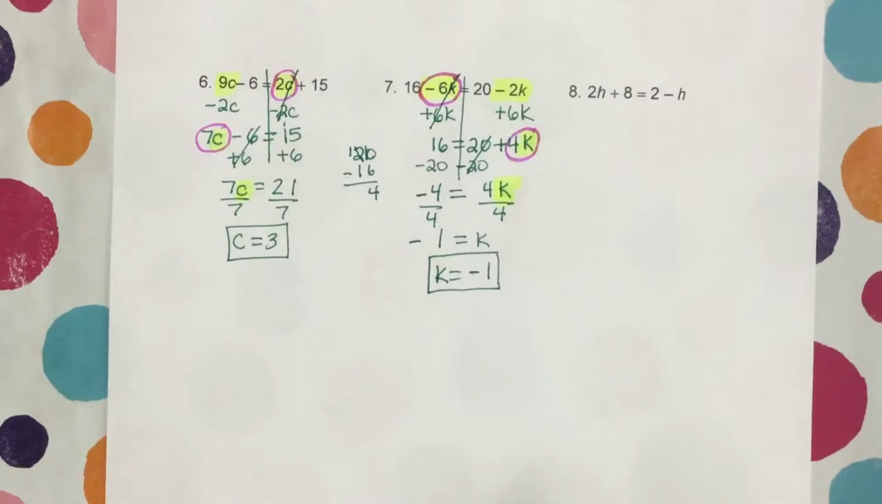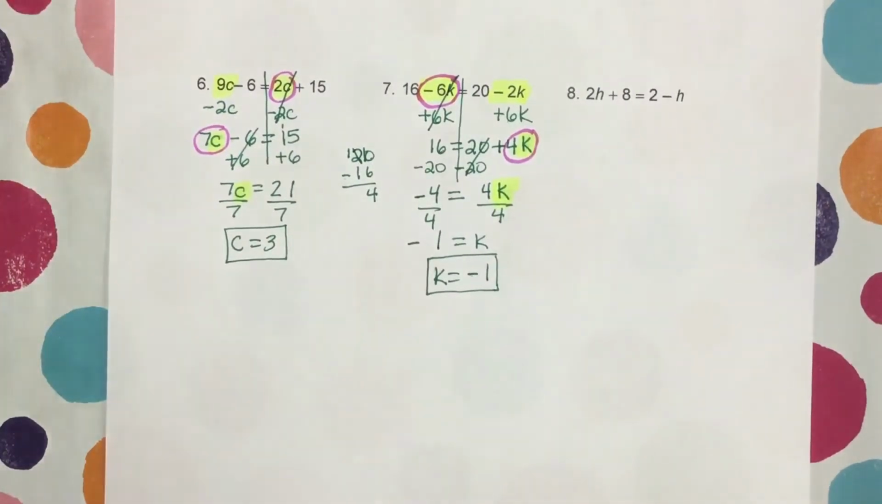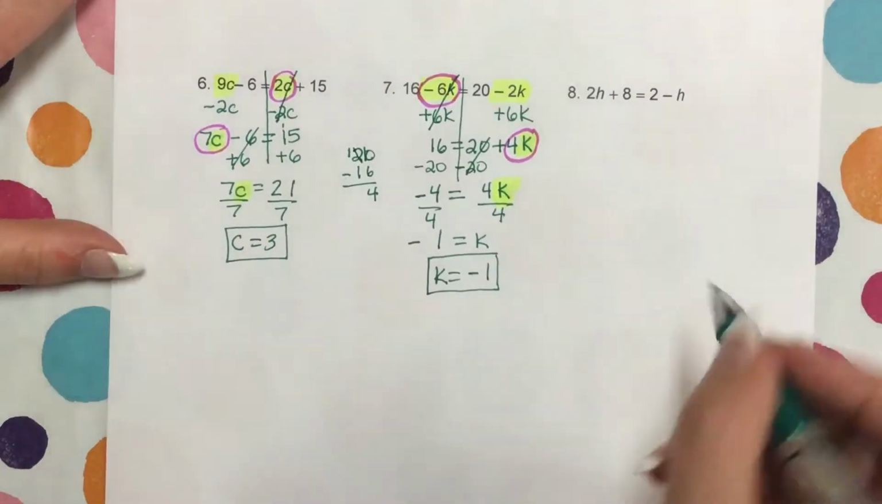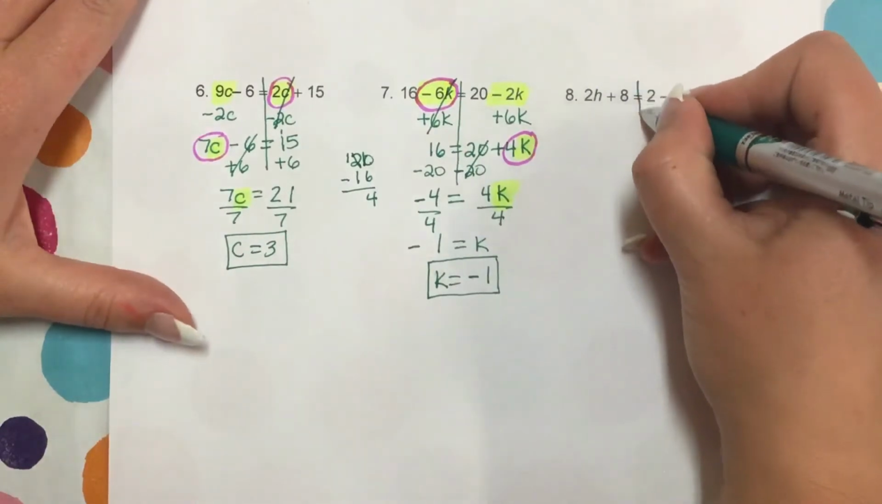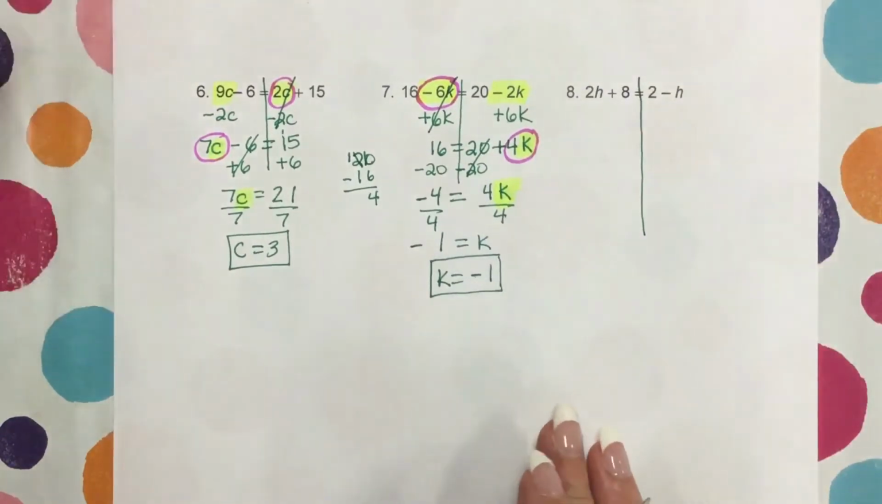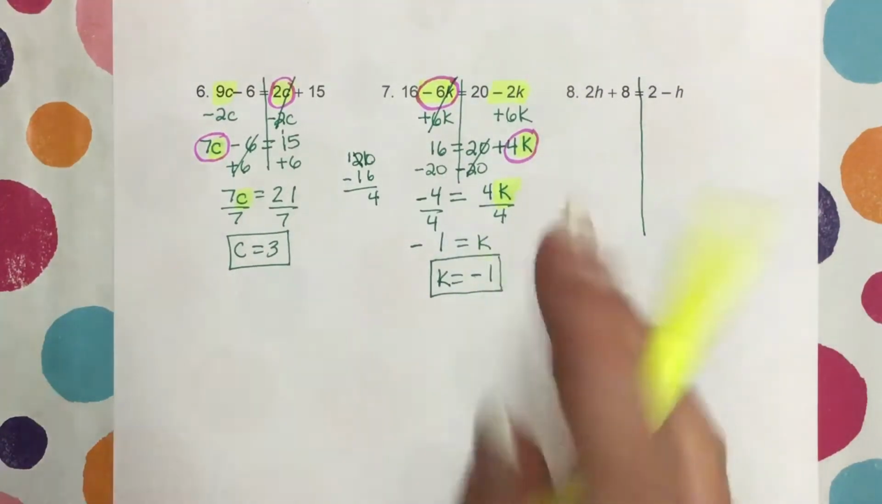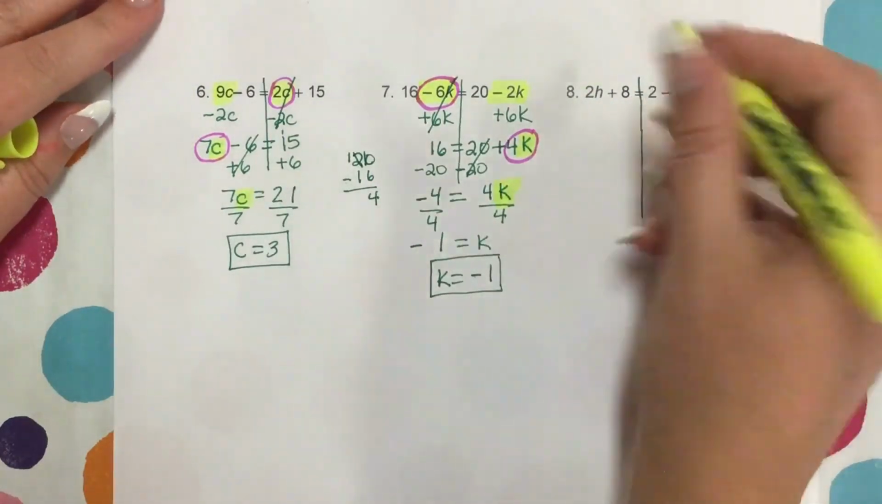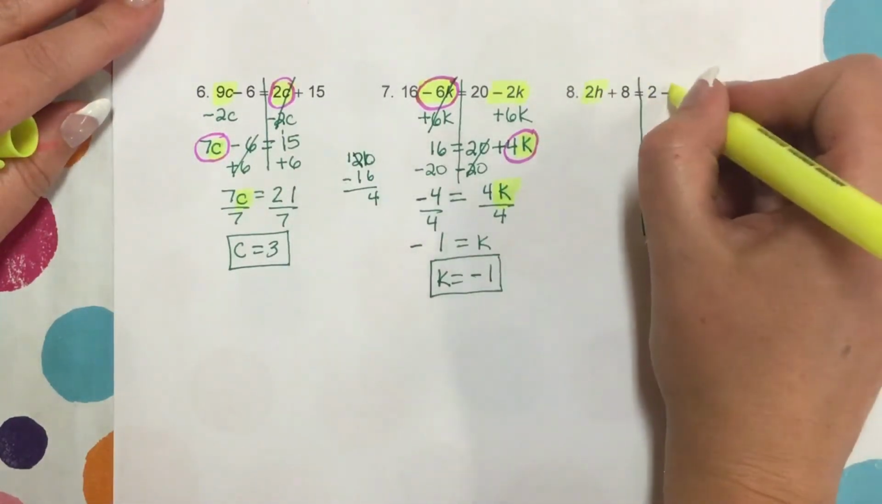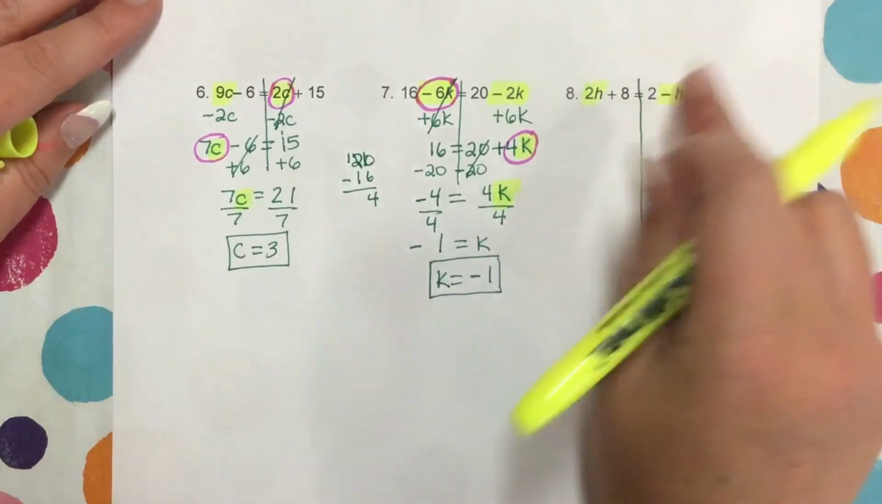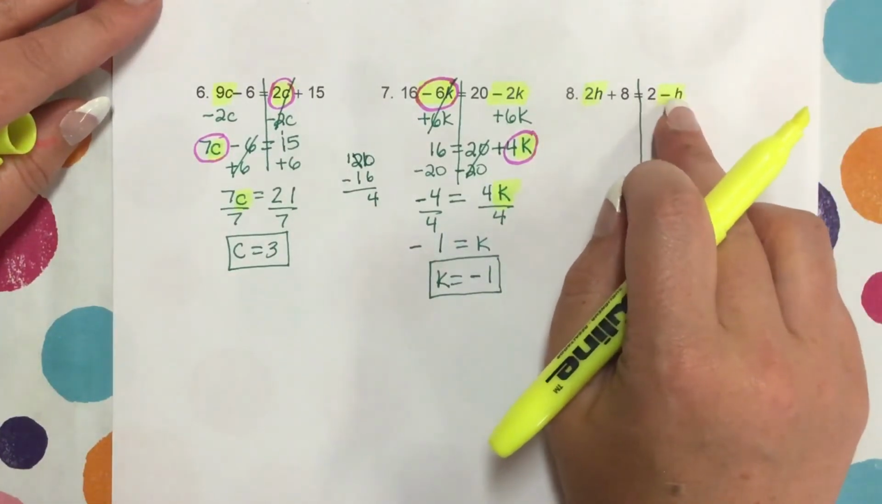Okay, let's go on to number 8. So here, remember the equation, the equal sign divides it into two spots, two sides. And we have variables on both sides of the equation. We have a 2h here, and we have a negative h here. And remember, negative h is the same thing as negative 1h.